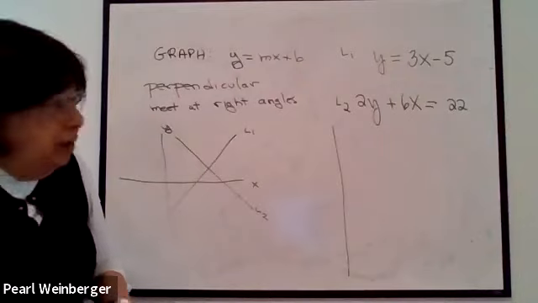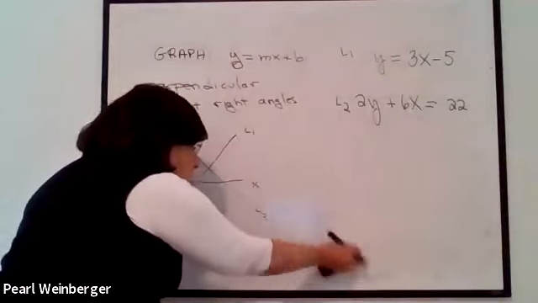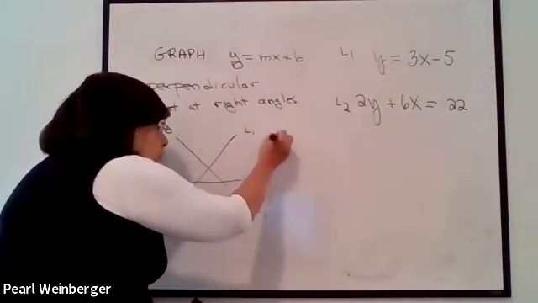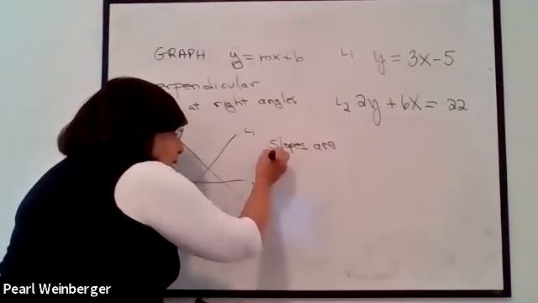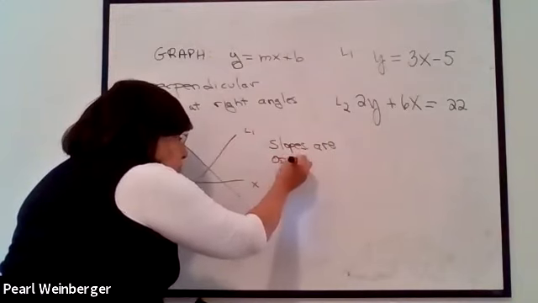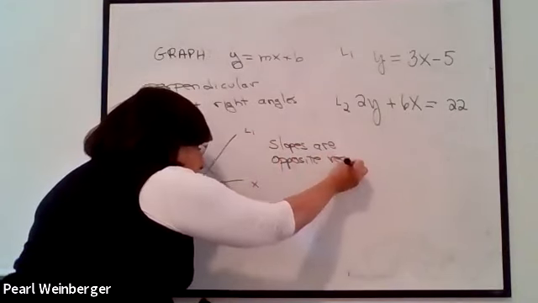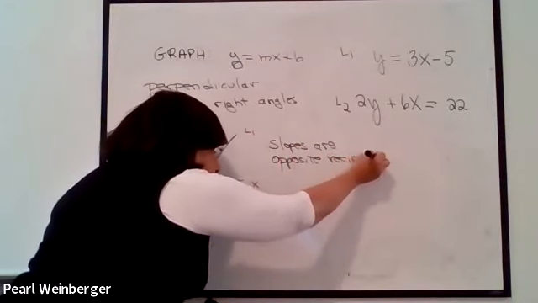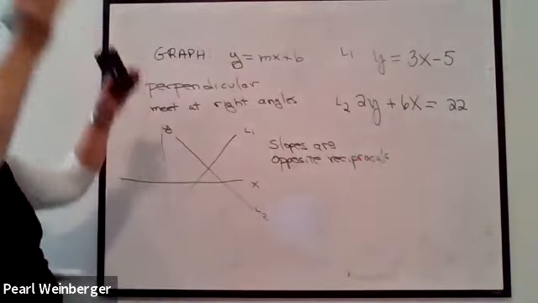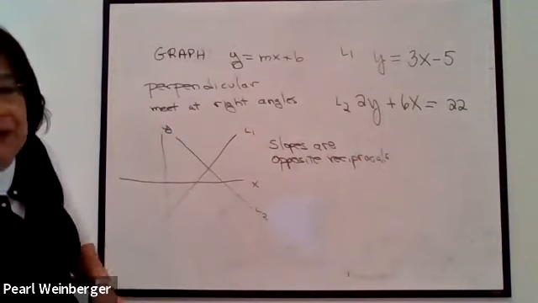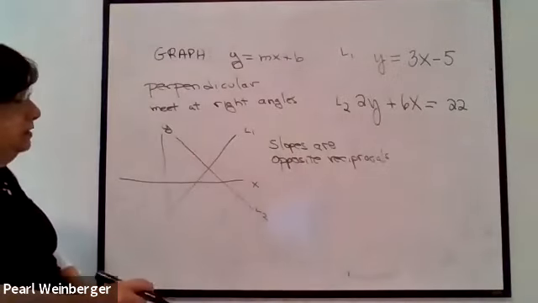And it turns out that the slopes of perpendicular lines are what we call opposite reciprocals. You're just going to have to take my word on this one. Where they're parallel, it makes sense that they have the same slope. But when they're perpendicular, you'd have to know a lot more math in order to accept this rule, but you're going to have to accept it.